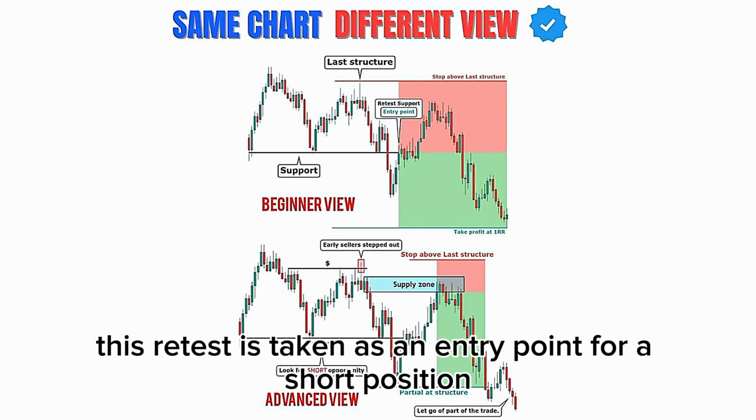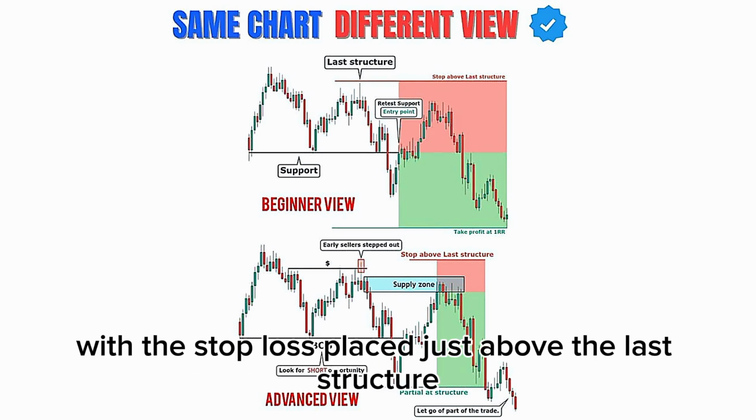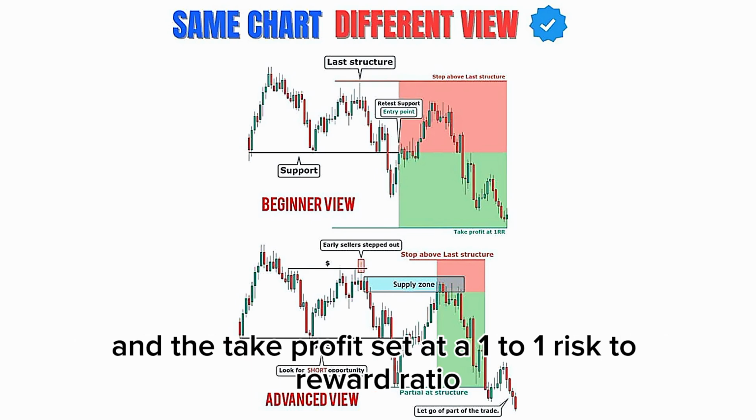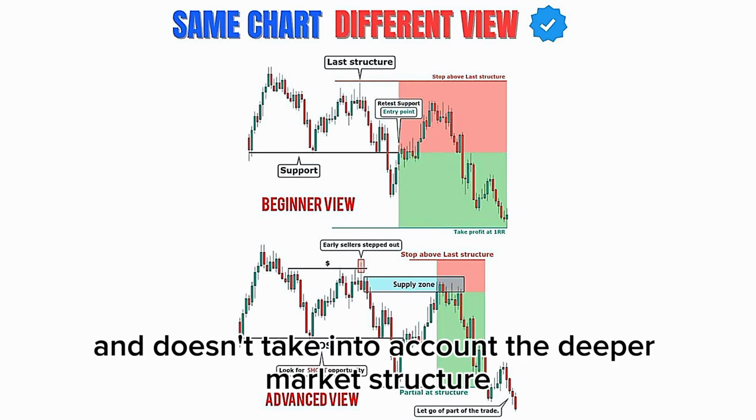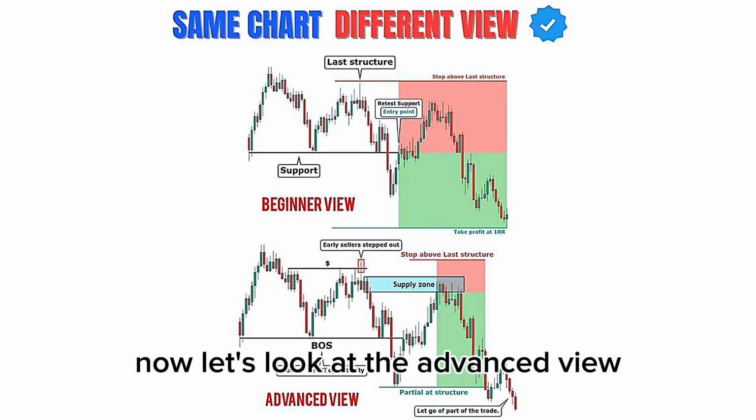This retest is taken as an entry point for a short position, with the stop loss placed just above the last structure and the take profit set at a 1-to-1 risk-to-reward ratio. This method works, but it is very basic and doesn't take into account the deeper market structure. Now let's look at the advanced view.